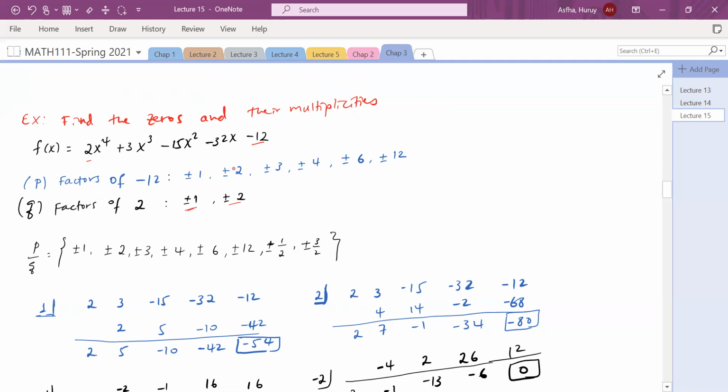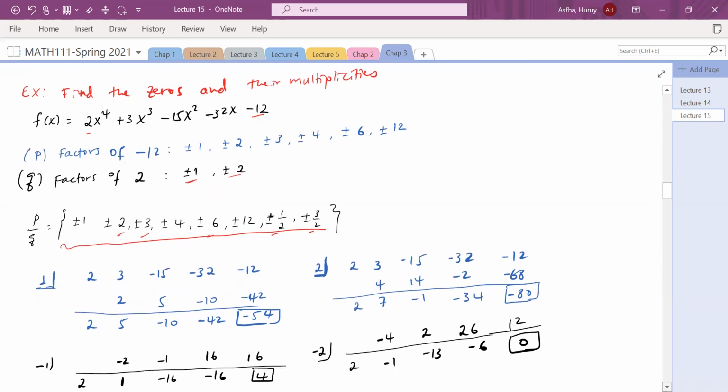But then we have 1/2 and 3/2. The rest, 4/2 is already here. 6/2 is over here. 12/2 is here. Okay. Therefore, these are the possible rational factors of this polynomial function.